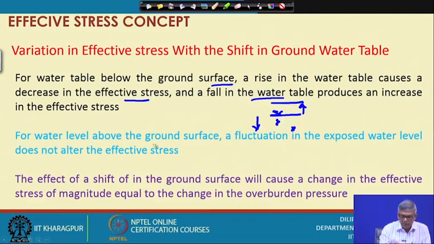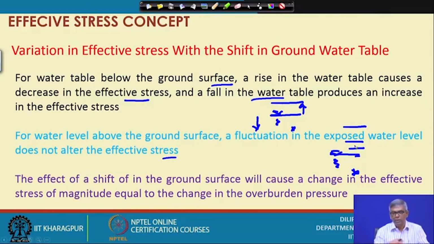And for water table above the ground surface, a fluctuation in the exposed water level does not alter the effective stress. That means, if the water table is already here and then goes 2 meters, 5 meters or 10 meters up, or comes back, at this point the effective stress will not change. I will show that calculation later on. So, any change in groundwater table above the ground level will not change the effective stress in the soil below the ground level.